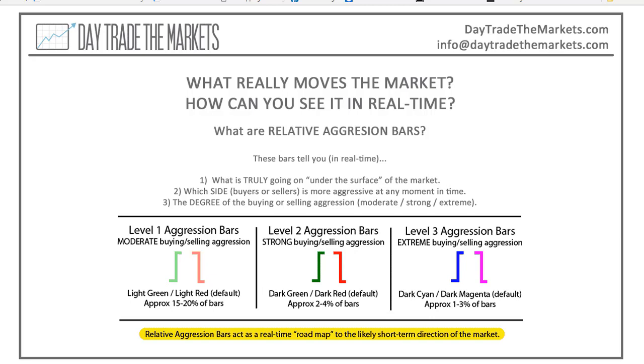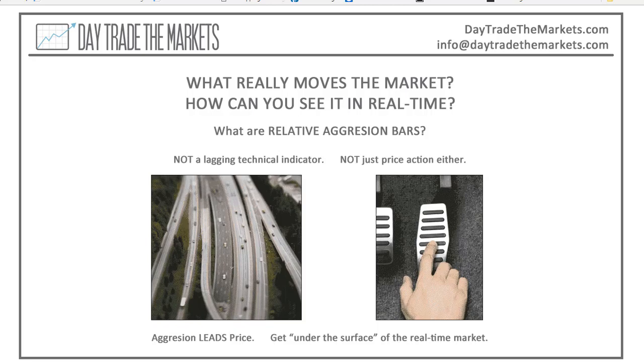And these are telling you, number one, what's going on under the surface of the market. In other words, which side, whether it's buyers or sellers, is more aggressive at any given moment in time, whatever time frame you're looking at. And then not only that, but the degree of that buying or selling aggression. Is it moderate? Is it strong? Is it extreme? And if we have that information, we know when buyers or sellers are attempting to make a move, and we can tell by how the market reacts to that the path of least resistance.